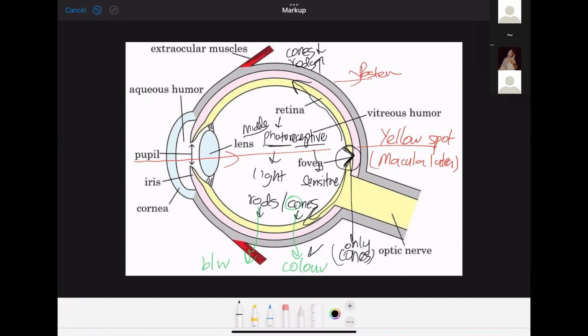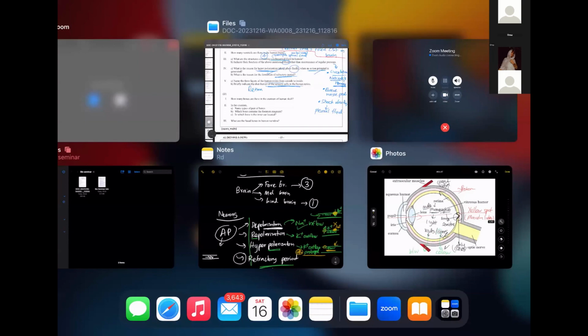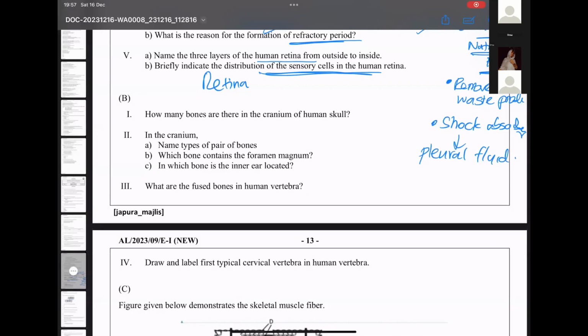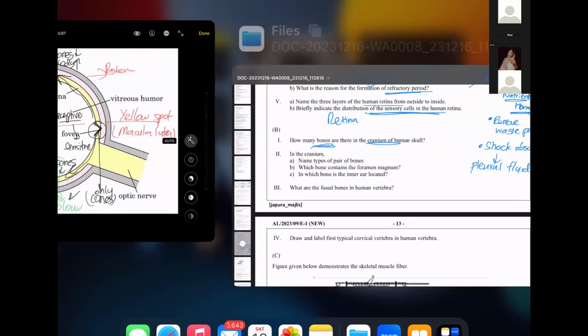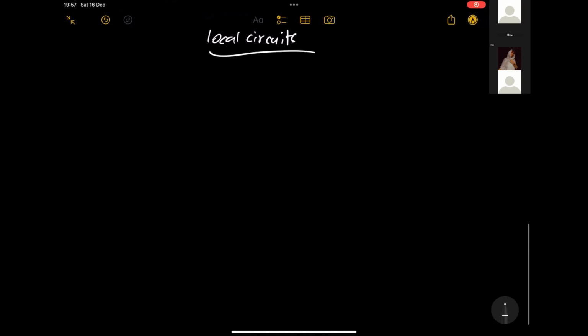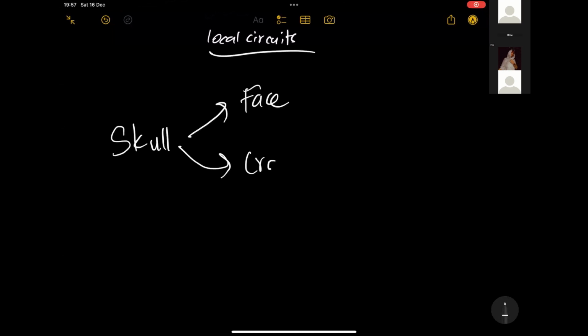Then the next question is, okay, so now we are again going to osteology, bones, the skeletal system. So how many bones are there in the cranium of the human skull? Again, going back. The skull consists of the face bones and the cranium. Cranium means the one that covers the brain mostly.